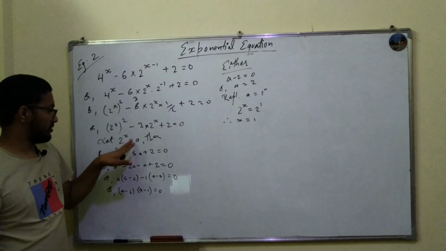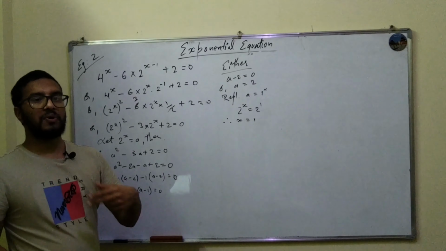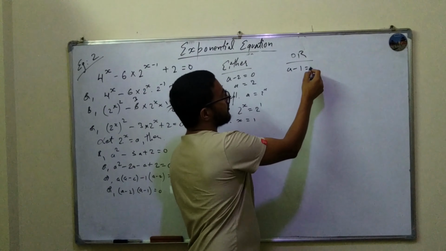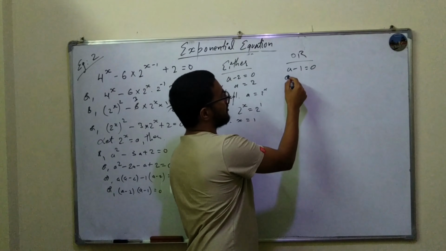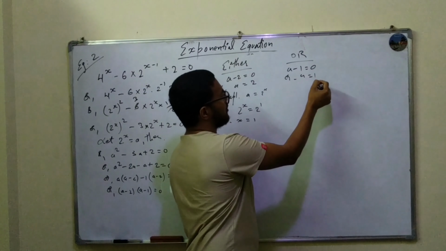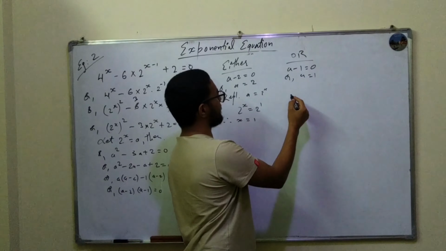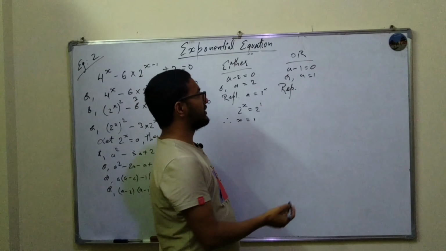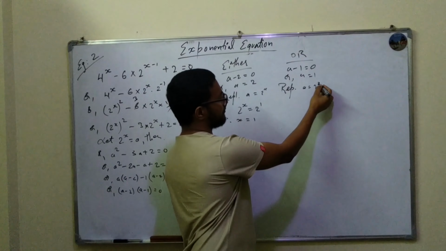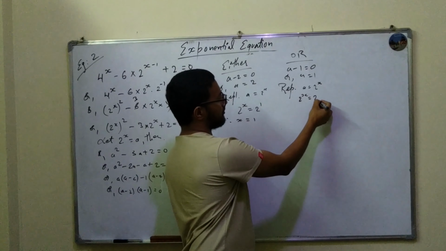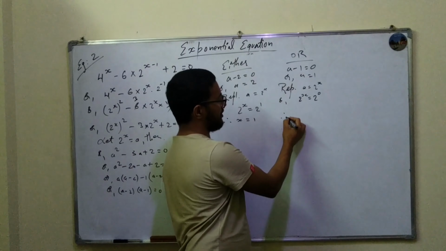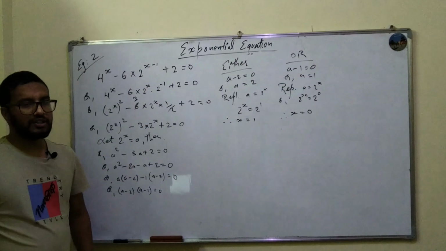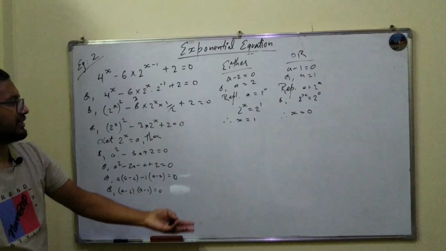Because this a is what we have supposed, right? So it's a equal to 2^x. So a minus 1 as well. Let's have a look at that as well. a minus 1 is equal to 0, or a is equal to 1, right? So we are replacing a by 2^x. 2 to the power 0, therefore x is equal to 0, okay? So let's check it in this particular equation to see which satisfies it, okay?